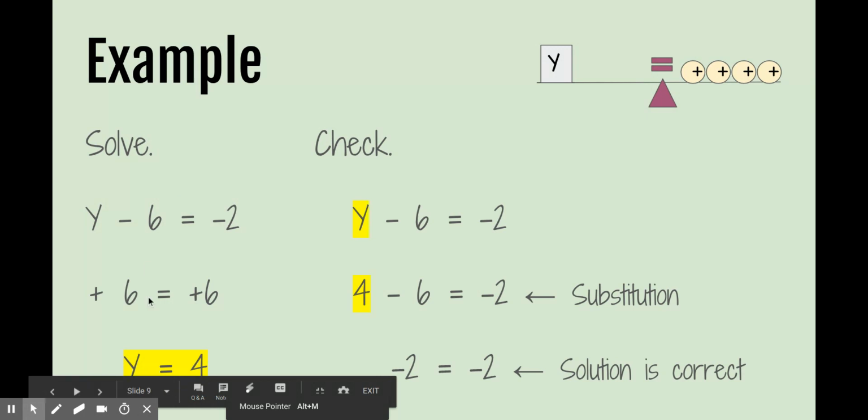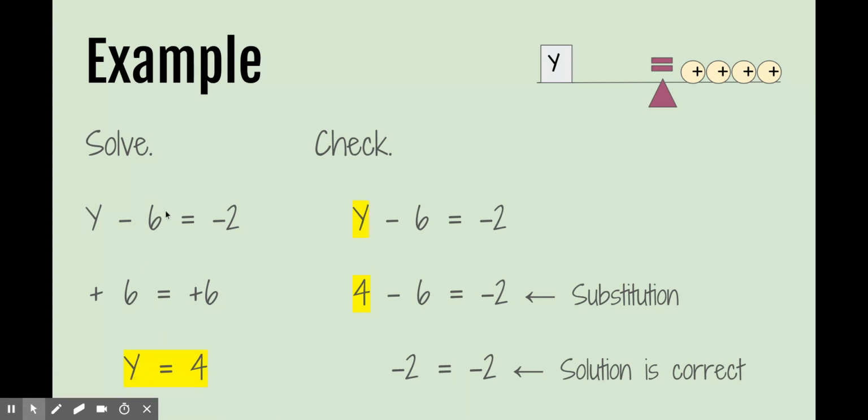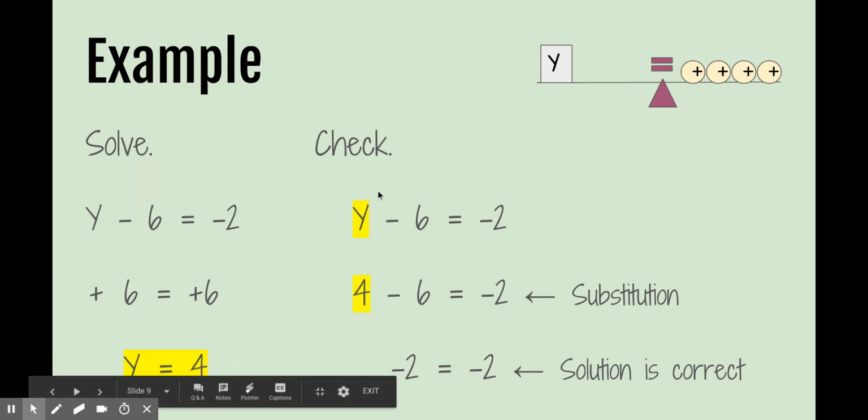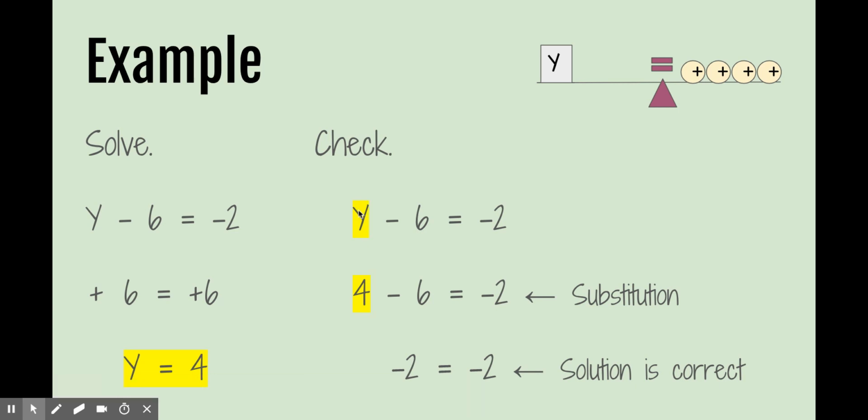Now we're going to check it. So remember, if you take the original equation, now we're going to use substitution, we're replacing the variable with the value we think the variable is, just to double check. So that's also a super cool thing about equations, is you can know if you're doing it right or not. There's a way for you to check your work, so you can know if you got the answer correct or not. And if you didn't, you can go back and fix it.